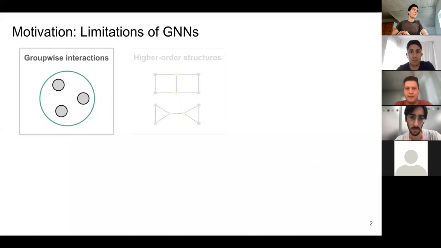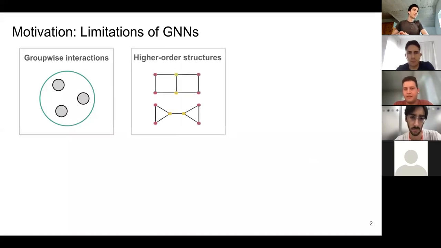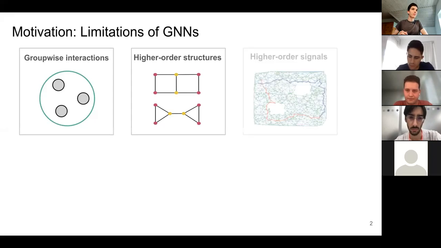So that's a problem. Another problem is about high order structures. Graph neural networks sometimes can't detect certain high order structures, as in this example here. For instance, these triangles are not identified by common graph neural networks, and they believe these graphs are identical. And it's not only about identifying them, but also about explicitly modeling these sorts of structures if they are relevant for the problem, not just finding them, but actually explicitly taking them into account.